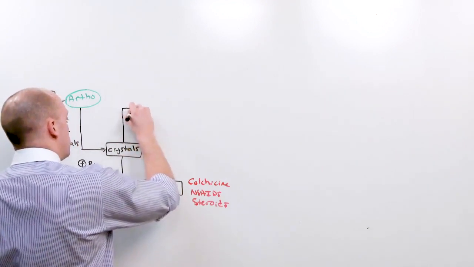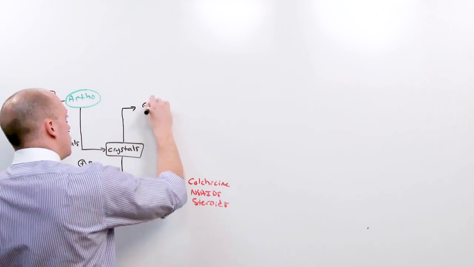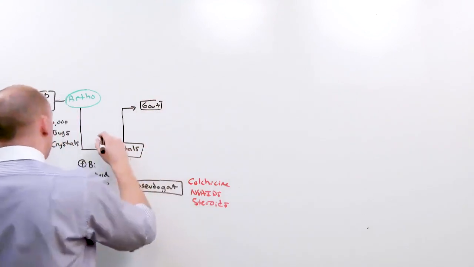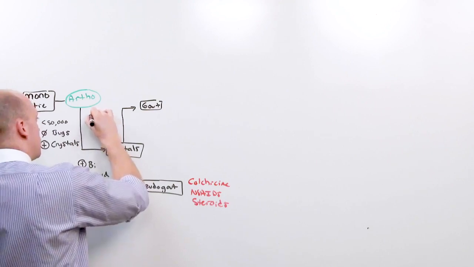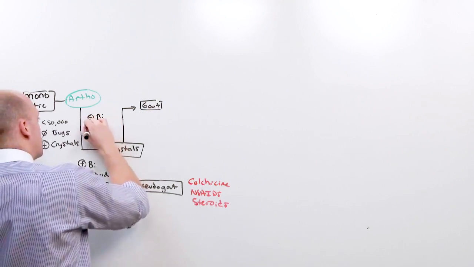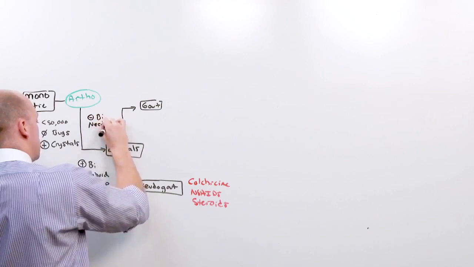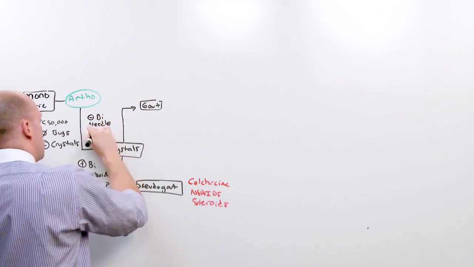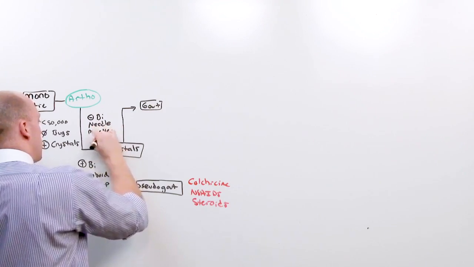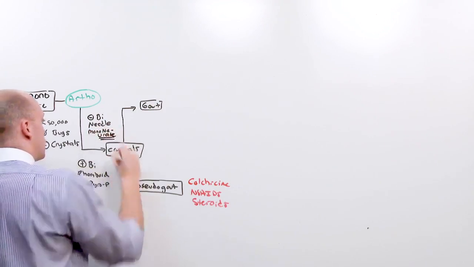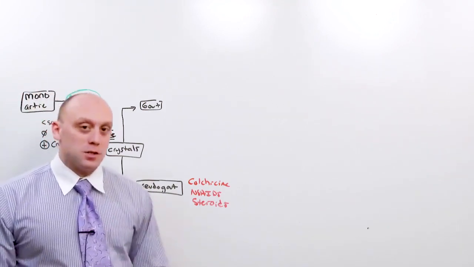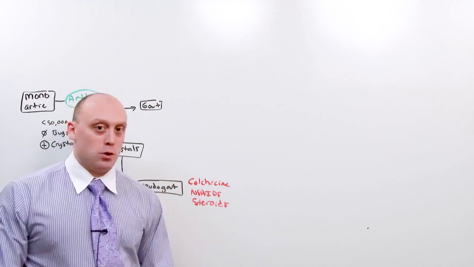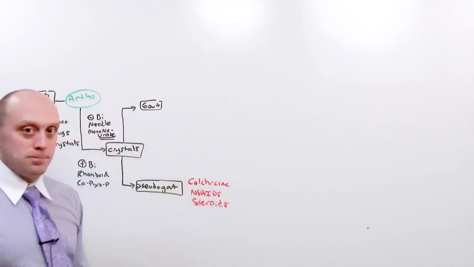For gout, still going to be positive crystals. What you're going to see is negatively birefringent crystals that are needle-shaped. This is caused by monosodium urate, and it's the uric acid that's the problem. If you see a histology slide and there's a bunch of little yellow lasers going all over the place, gout.